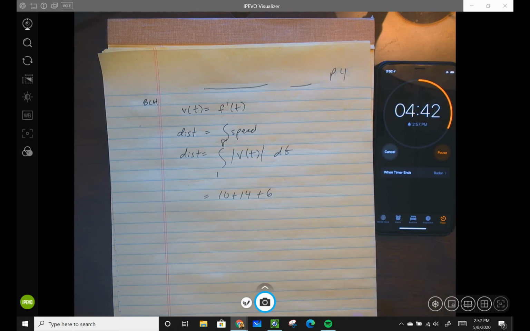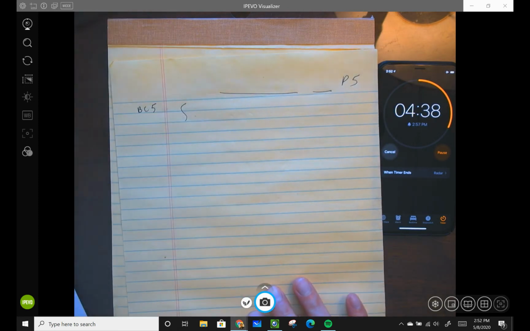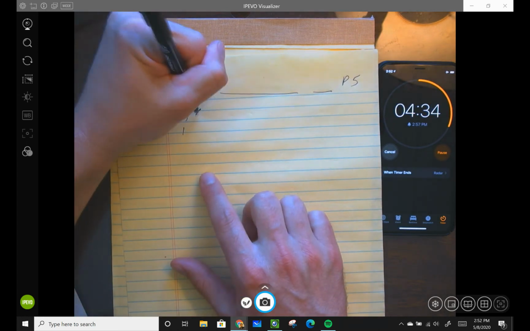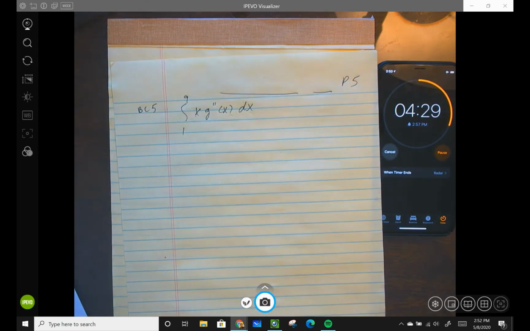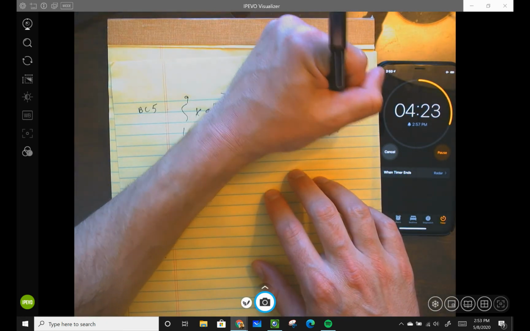I think that's it. BC5: the integral from 1 to 9 of x times g double prime of x dx. Okay, that's classic integration by parts. Lucky 7. You pick a u, you pick a dv.